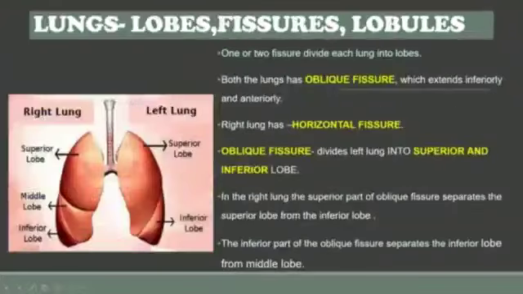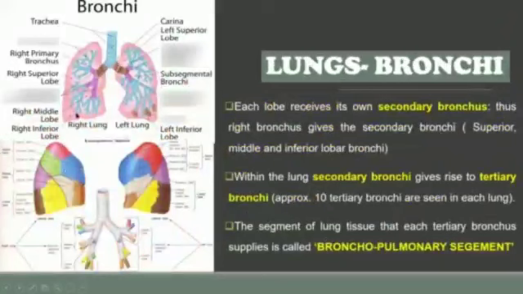Then we have seen the lobes, fissures and lobules. The right lung has 3 lobes and the left lung has 2 lobes. An oblique fissure divides both lungs into inferior and superior lobes. Additionally, the right lung has a horizontal fissure, which divides the superior lobe again into middle and upper lobes. Now we have seen the bronchi.